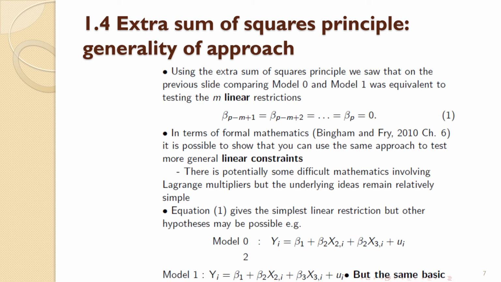So what is going on here is some difficult mathematics involving something called Lagrange multipliers, but the underlying idea remains relatively simple. Throughout, you have a simple model 0 and a more complex model 1, and you're just asking for statistical evidence that model 1 improves on model 0, so that there is additional worthwhile information and extra sum of squares provided by the more complex model 1 compared to model 0. So it's not just that all the parameters are equal to 0. In the example at the bottom of the slide, you've got that beta 2 equals beta 3, linear constraints. It's not that the thing is necessarily exactly equal to 0.